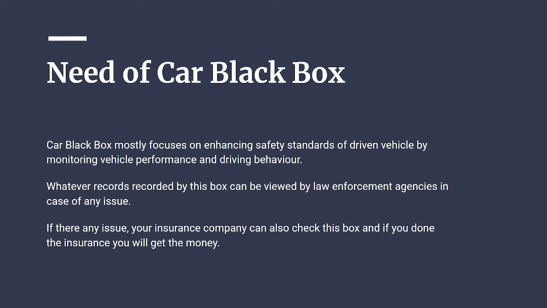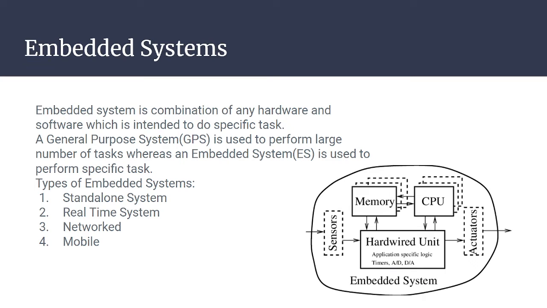So let's see what is embedded systems. So embedded system is a combination of any hardware and software which is intended to do a specific task. So here you can see a schematic diagram of an embedded system. So let's see a general purpose system. A general purpose system is used to perform large number of tasks, whereas an embedded system is used to perform a specific task.